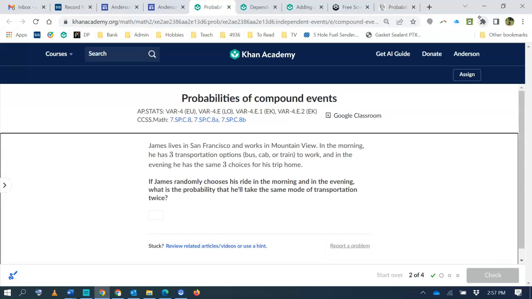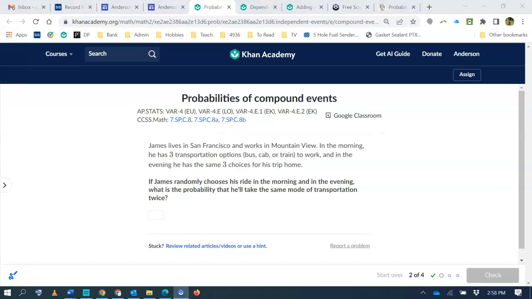James lives in San Francisco, works in Mountain View. He has 3 different transportation options, bus, cab, or train. And he has the same choices home. If James randomly chooses a ride in the morning and in the evening, what's the probability he'll take the same mode of transportation twice? Okay.